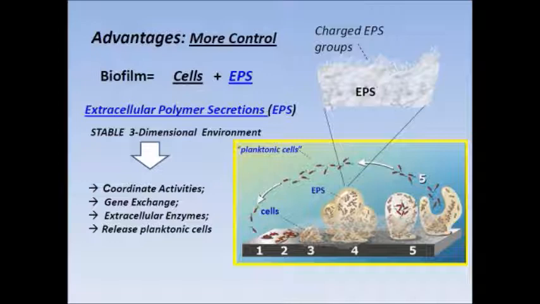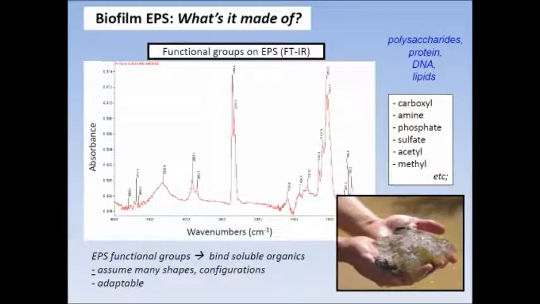This allows them to exchange genes, localize their extracellular enzymes that they secrete so they're not lost to the surrounding water. But they also, over time, will bud off group parts of the biofilm to produce planktonic cells, which can then colonize other areas. But it provides, in general, a very stable three-dimensional environment as opposed to a one-dimensional environment.